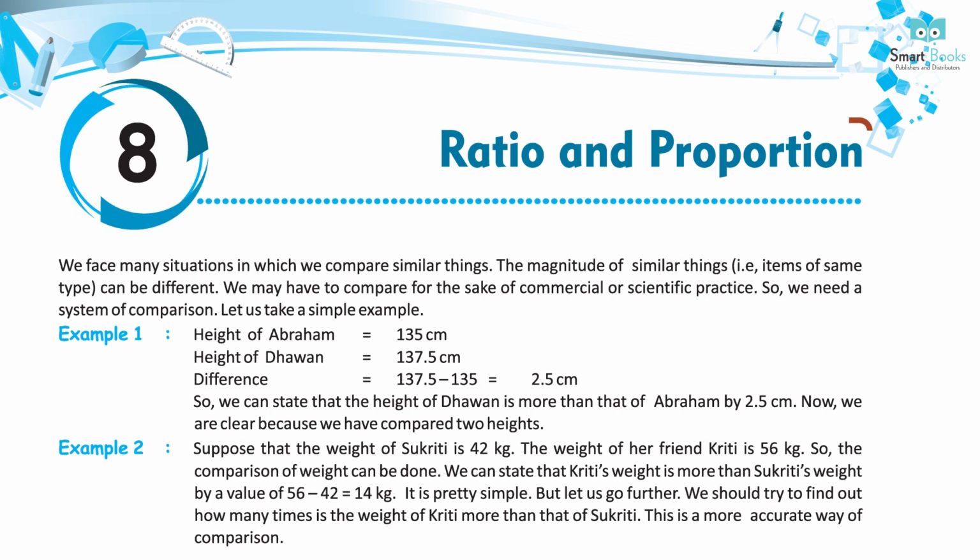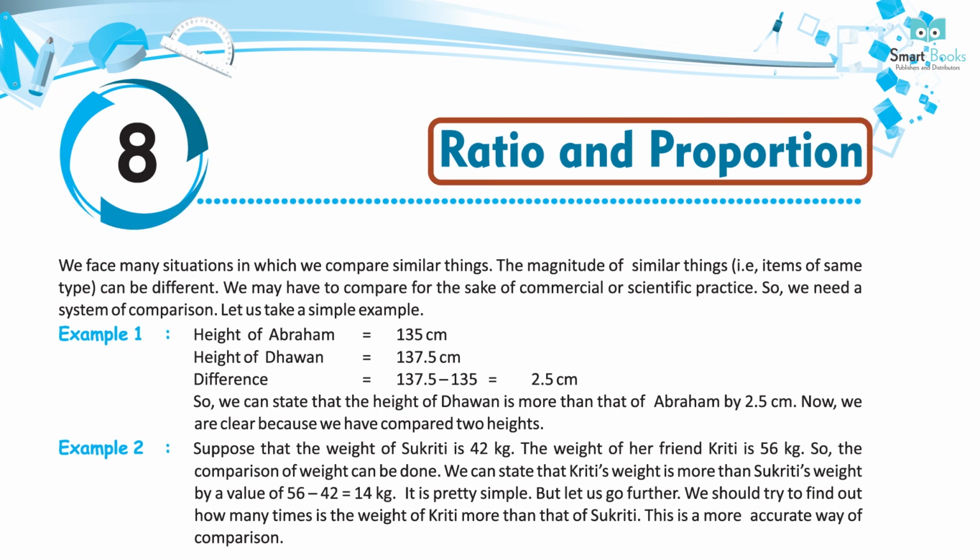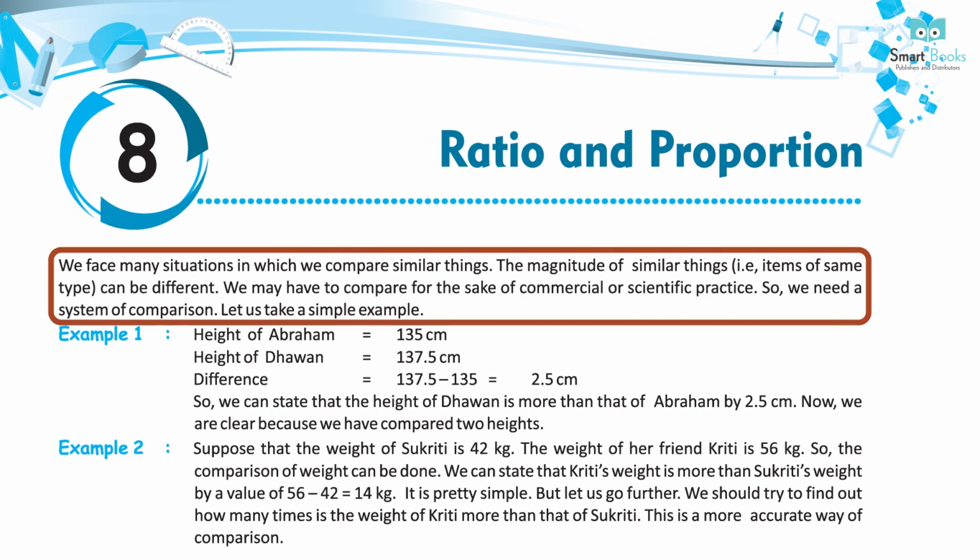Chapter 8: Ratio and Proportion. We face many situations in which we compare similar things. The magnitude of similar things, items of the same type, can be different. We may have to compare for the sake of commercial or scientific practice. So, we need a system of comparison.